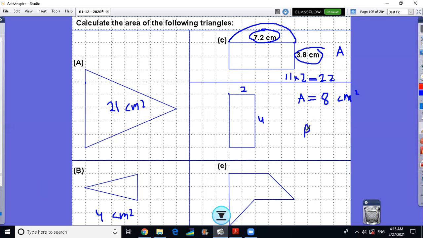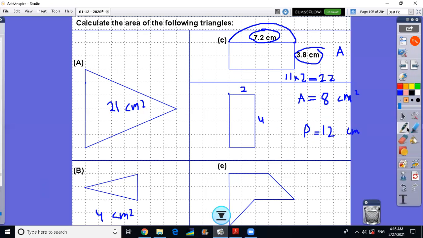The perimeter is going to be 2 plus 4, which is 6. But 6, I multiply by 2. Length plus width, 4 plus 2 is 6. Multiply by 2 is 12, and I just write only centimeters, not centimeters squared.